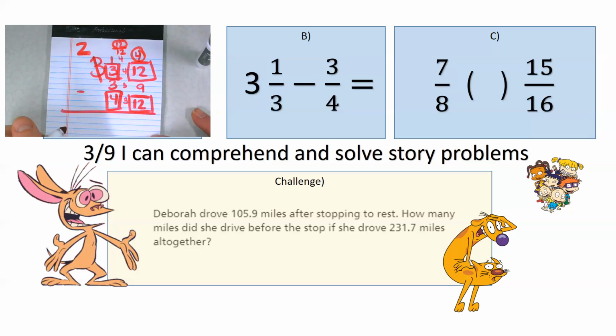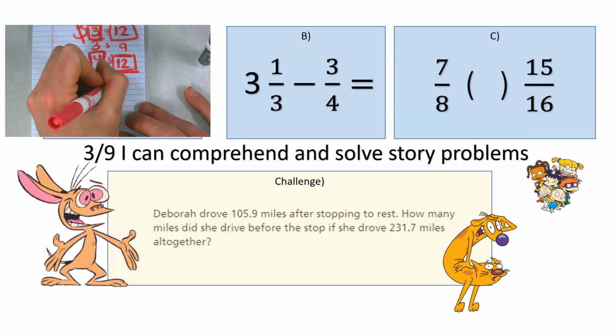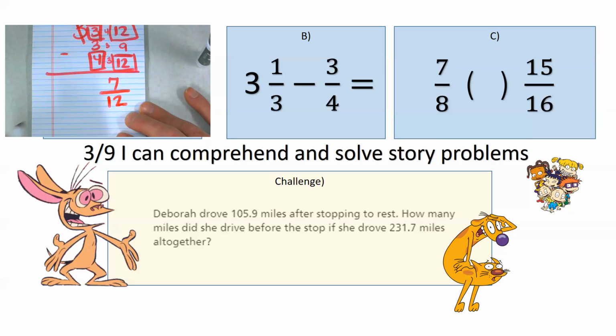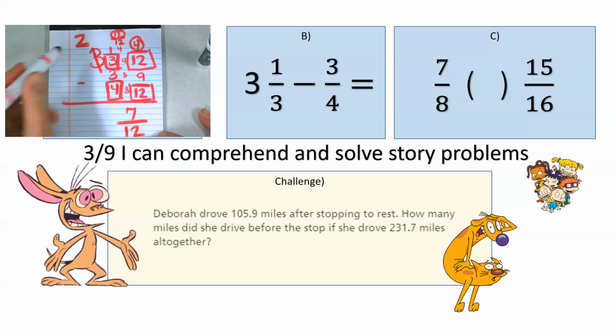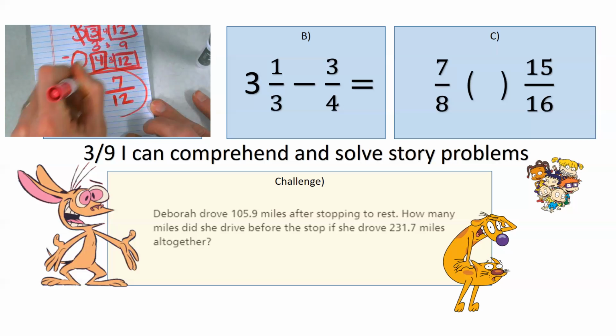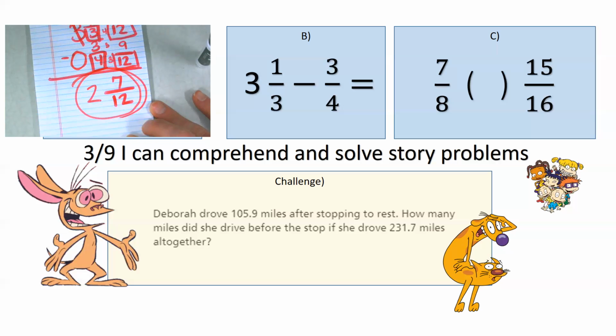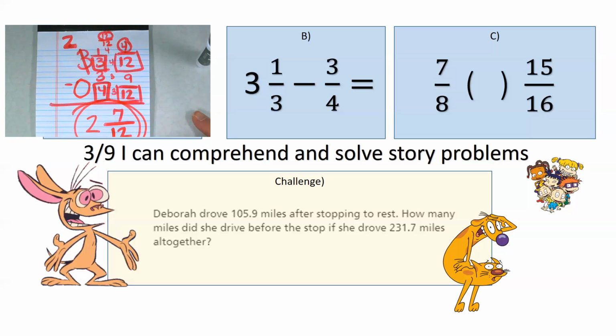So now I have 16, right? 16 minus 9 is 7. What are they? They're 12ths. And now 2 minus nothing, because this was only a fraction, is 2. So that answer is 2 7 12ths.